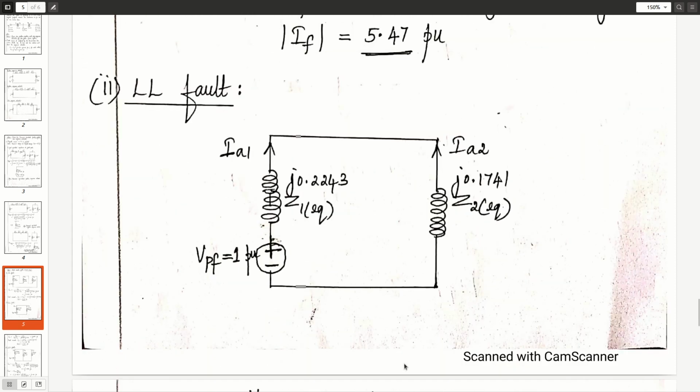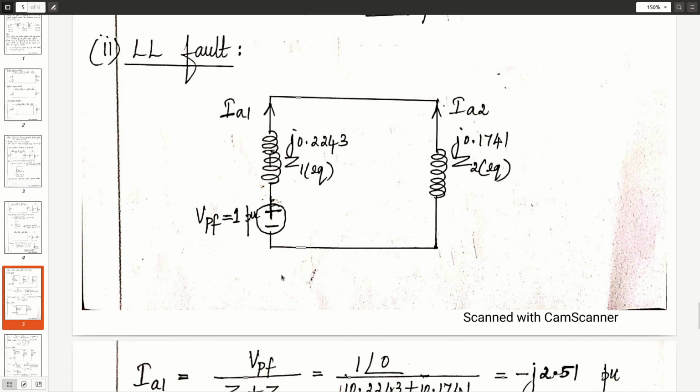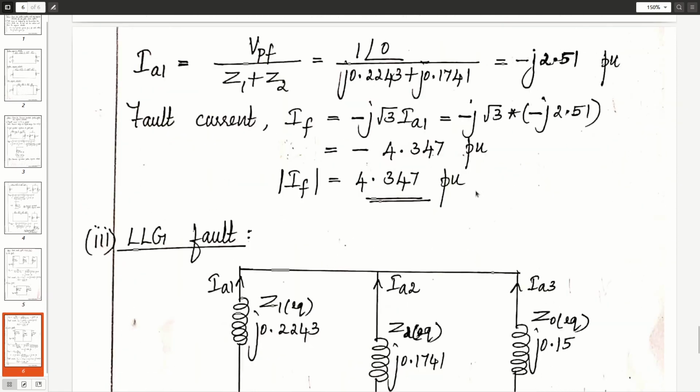Let's go to the second type of fault, that is LL fault. In LL fault, the Thevenin's equivalent positive sequence network and negative sequence network should be drawn in parallel. Copy down the values of the reactances from the equivalent circuits. Now IA1 is equal to VPF by Z1 plus Z2. On substituting, you will get minus J2.51 per unit. The formula for fault current is IF equal to minus J root 3 IA1. We will get minus J4.347 per unit. Magnitude of fault current is 4.347 per unit.